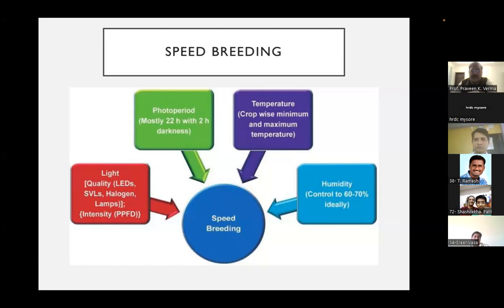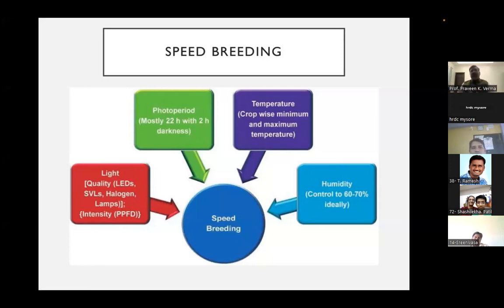Suppose you want to get one or two generations, you have to wait for the season. Usually even in greenhouses you cannot do breeding more than 2 or 3 times in a year. Those things take time. But in speed breeding technology, they have reduced the darkness period: 22 hours is the photoperiod for the light and 2 hours for the darkness. And the different light qualities, the humidity and temperatures are basically speed breeding.